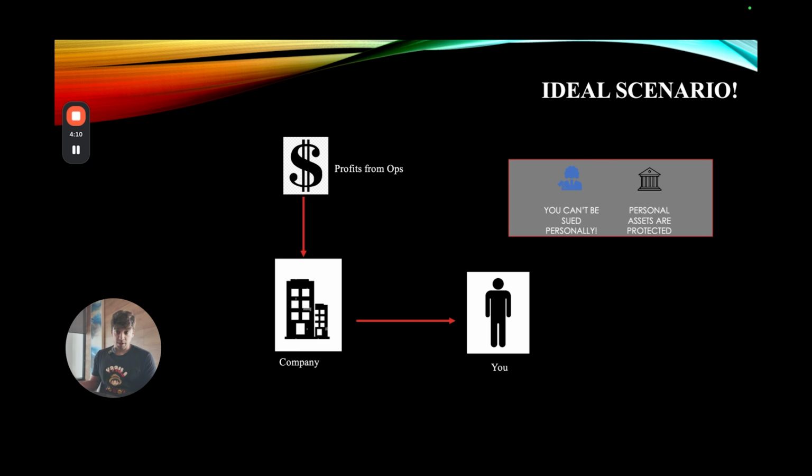You can't be sued personally. Your personal assets are completely protected if you have a limitation of liability. And ideally we want this company to pay no corporation tax, or 0% corporation tax. And ideally, when we do take out the money, we also want to pay 0% income tax or dividend tax, right? So how do we do this?